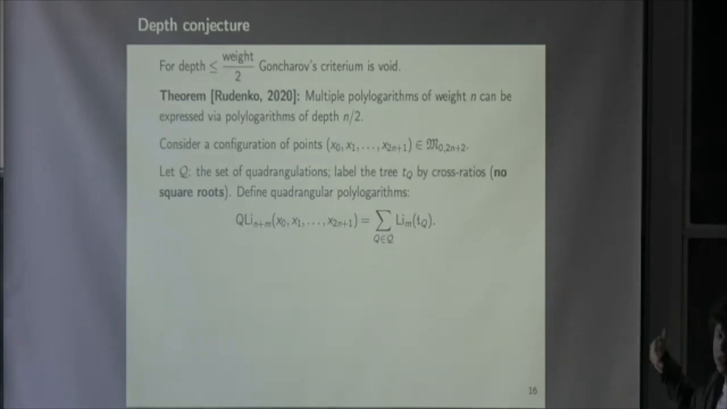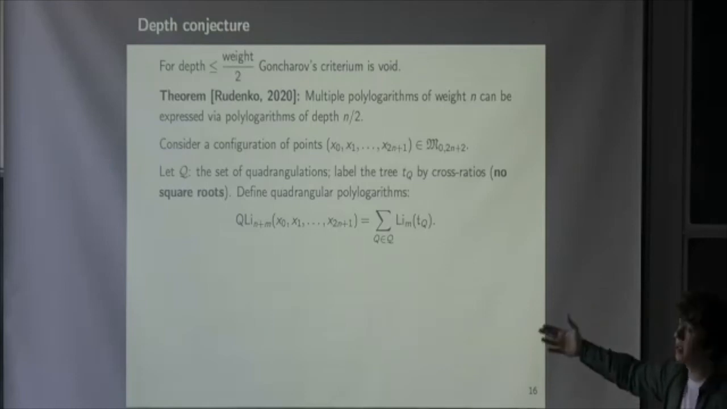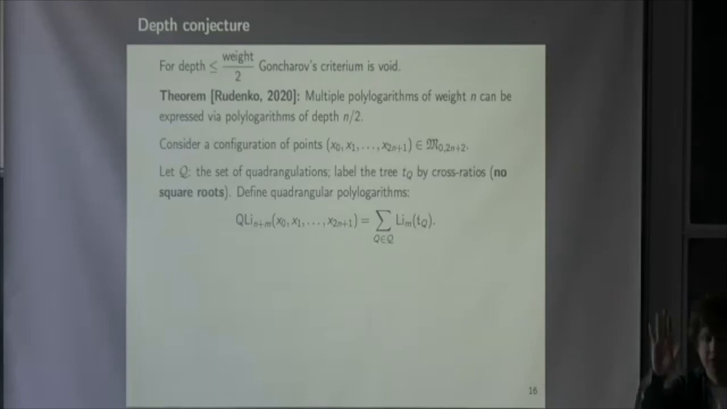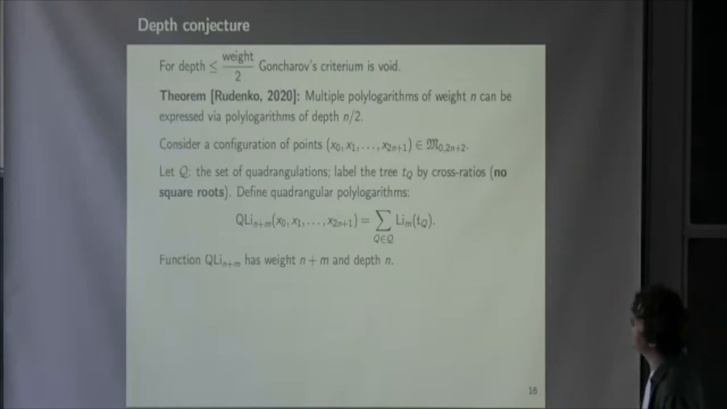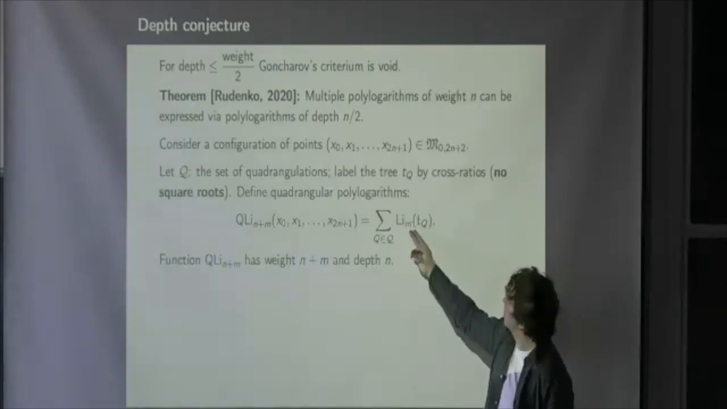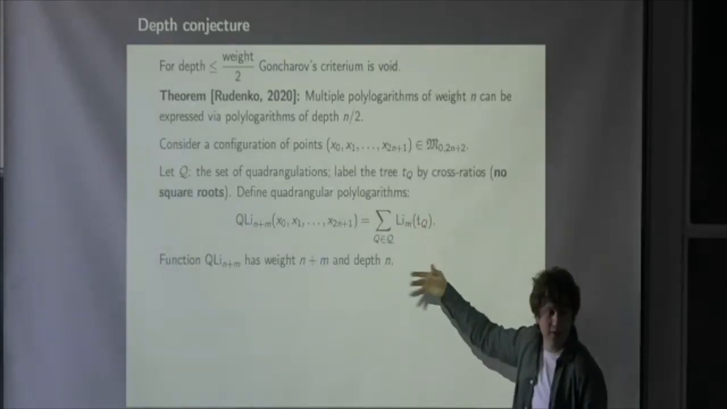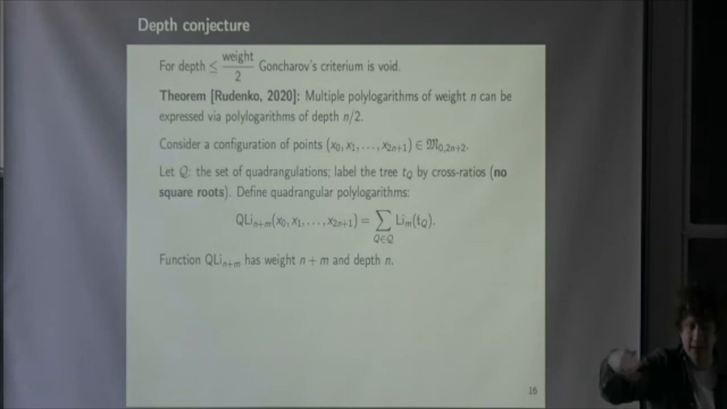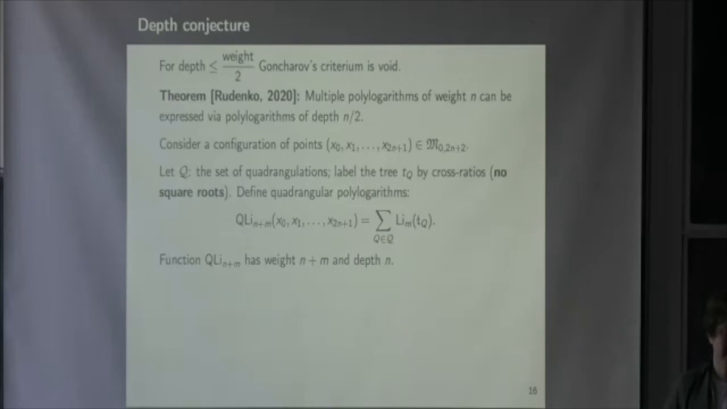And this will not be 0, but it will be a certain function. Technically speaking, it's a variation of mixed Hodge structures over the configuration space. What is interesting is that this function has weight n plus m, which can be anything, because in this formula I was allowed to plug in any m. And so it has fixed depth, but arbitrary weight.